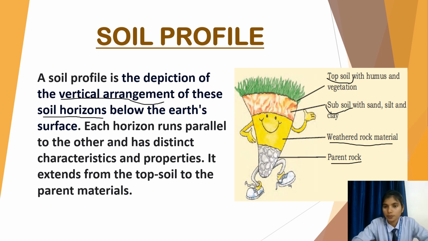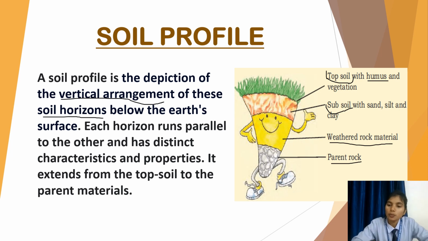So first one is topsoil with humus and vegetation. Humus refers to the tiny, thin layer which consists of decomposed plant and animal matter. With the help of humus, plants are able to grow on the soil. Next is topsoil. Topsoil refers to the area in which plant roots grow and it provides support to the roots.